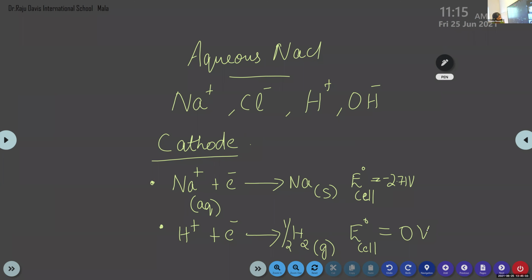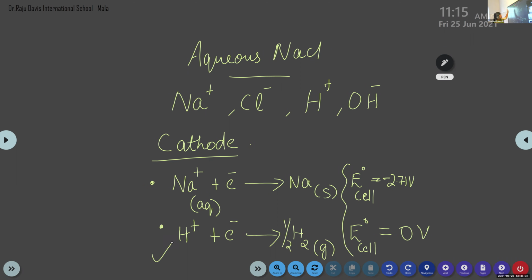Tell me. You can just look at this value and tell me. Anna, which one has more standard electrode potential here? Sodium or hydrogen? Look at the sign. It is minus 2.71 volt. Here it is 0. Which one is greater? Hydrogen. Yes, hydrogen. So this one is preferred.